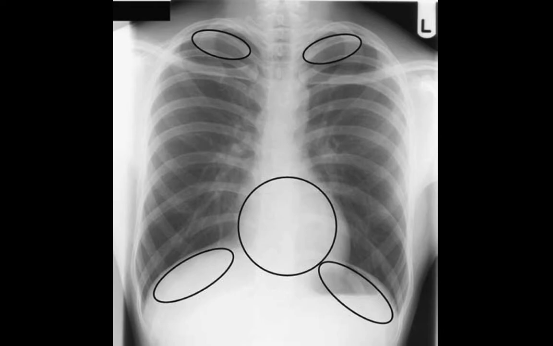And of course, not to mention that behind the heart, or in front of the heart or around the heart, there are some portions of the lung fields. So they're also obscured by the heart, which shows as dense homogeneous areas.